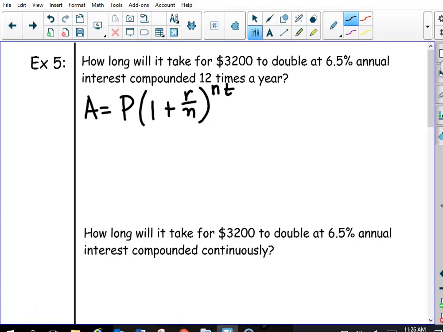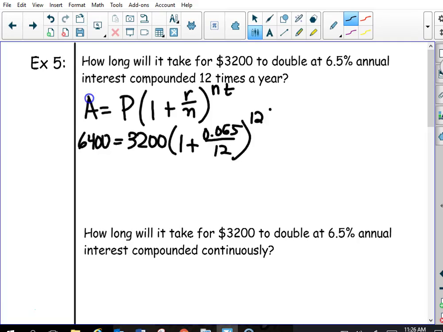So for $3,200 to double, it'll be $6,400. Don't forget to move the decimal 2 places. And n is 12. They tell us that directly. And so we get 12 times t. So we're solving for t.